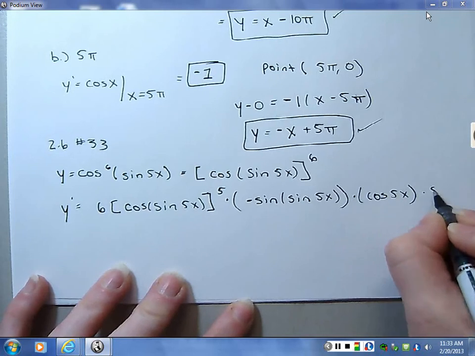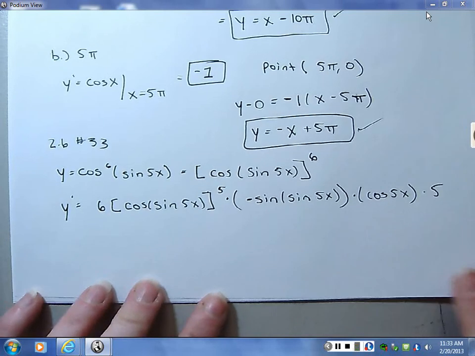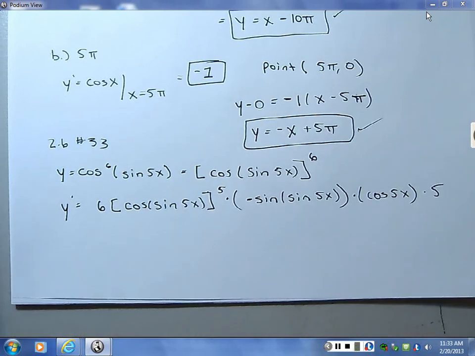Times 5. So based on the first part, like the 6, cosine, is it the derivative of the outside also? This 6, something to the 5th power, is the derivative of something to the 6th power. Right? So this would be the derivative of the outside evaluated at its whole inside times the derivative of the inside. And the derivative of the inside is the derivative of this outside function evaluated at its inside. So you see how you leave the inside alone at each part.